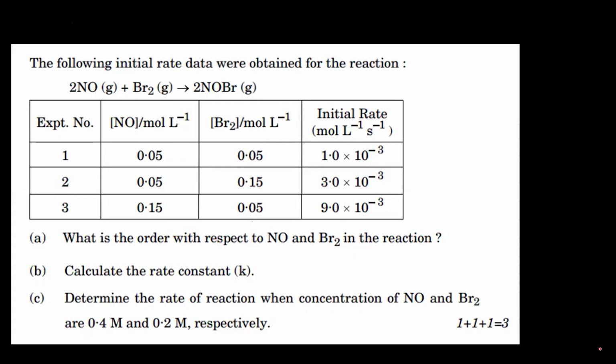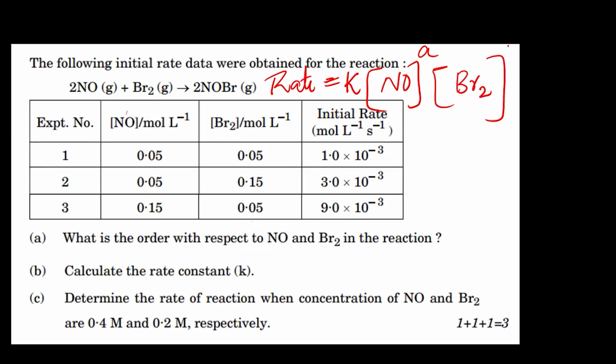The following initial data were obtained for the reaction. The equation is given and the data from some experiments 1, 2, 3, and you are asked some questions related to that. When you see this equation, you can find the rate of this equation. Rate is equal to rate constant K times the concentration of NO raised to some power A, and Br2 raised to some power B. We don't know that. So we have already written the rate equation, and using the experiments and the given data, you can relate this to this equation.